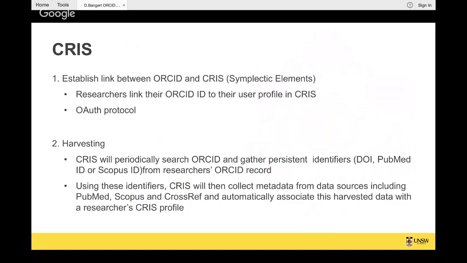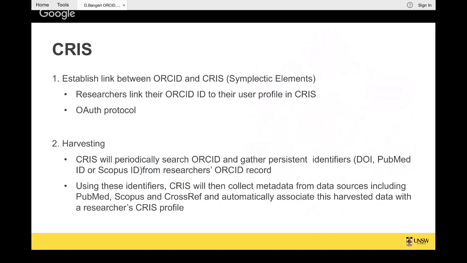The system admin just need to configure ORCID institutional key and secret, as well as ORCID API URL in CRIS. And then the users or researchers can link their CRIS user profile with their ORCID record. This linking is done in CRIS, and the authorization between CRIS and ORCID is using OAuth protocol.